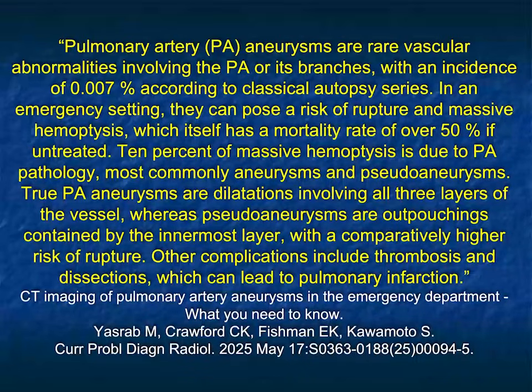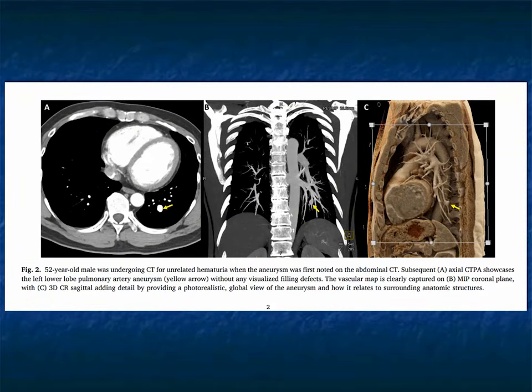Again, we mentioned some of the articles we reviewed, a very low frequency, 0.007, according to classic autopsy series. We talked about the fact that true PA aneurysms involve all three layers, while pseudoaneurysms involve one or two layers. And because of that, the pseudoaneurysms are more likely to rupture.